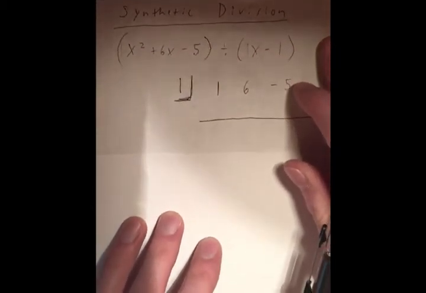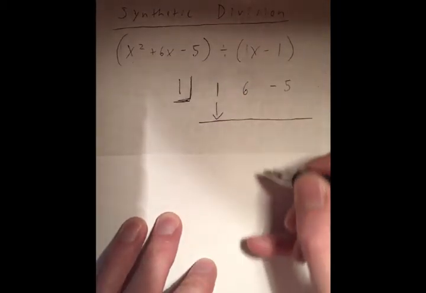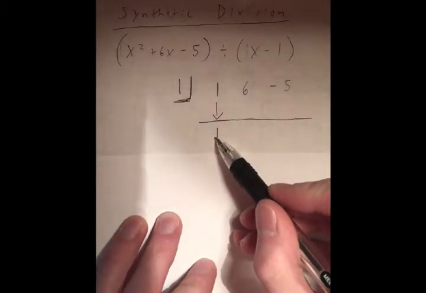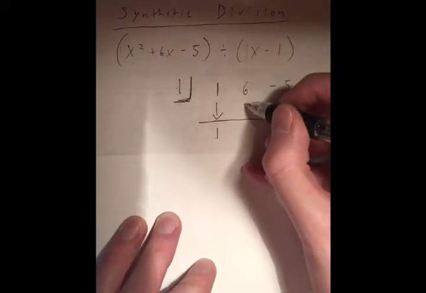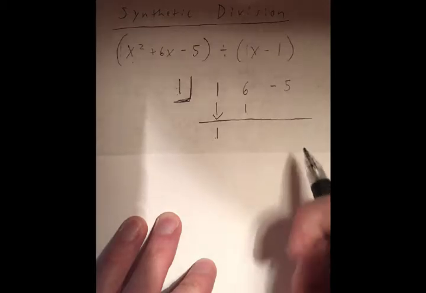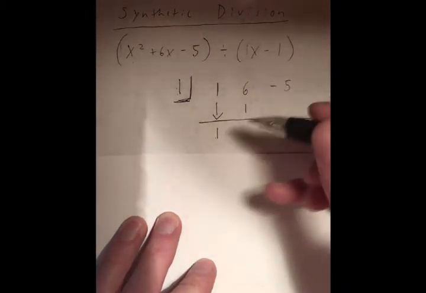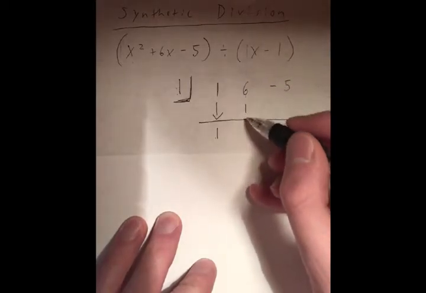Now the first step you're going to always do, it's never going to change, is you're always going to drop that 1 down. And then after that, what you do is you have to multiply these two together, okay? So multiply those two together, what are you going to get? You're going to get 1, right? 1 times 1 is just 1. You put the answer right beside of it, okay? Now, you can write a plus sign if you want to. I'm not going to because I usually don't. What you do is you add down. So 6 plus 1 is what?